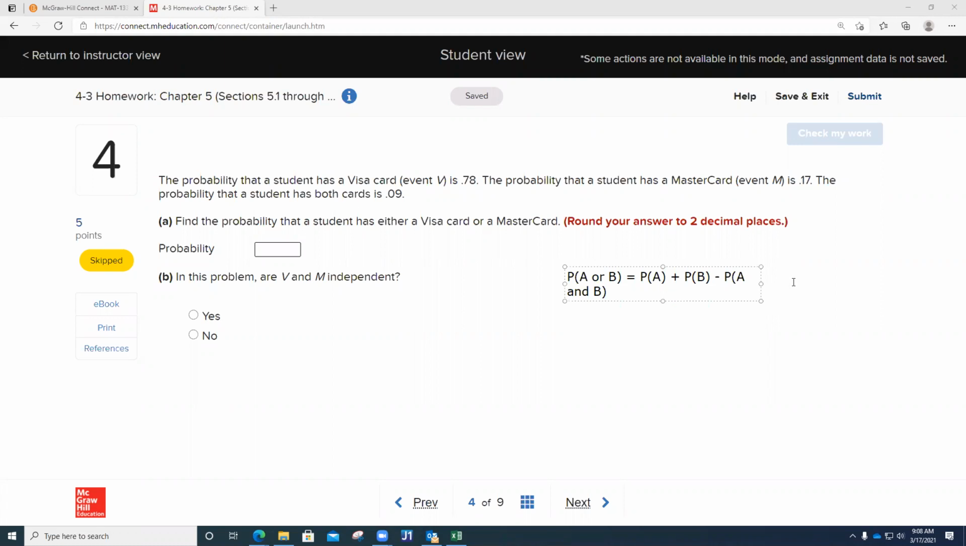I know you can't see it because I'm typing it, but you'll see in a second. All right, so that's the formula. So in this case, we have V, we have an M, and we have both, which means and. So you're going to take 0.78, add it to 0.17, and subtract 0.09. And if you multiply those together, see if you get 0.09, the answer B. All right, so I explained how to do this one. I'll let you go through and solve it your way.